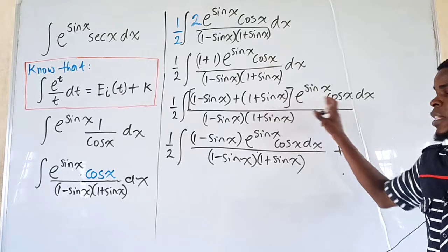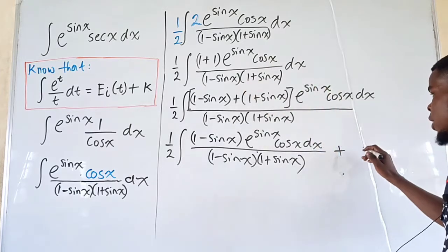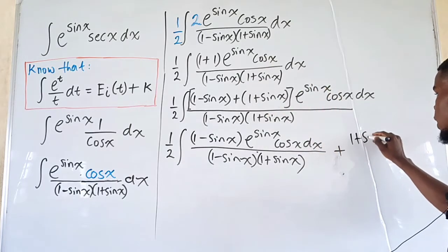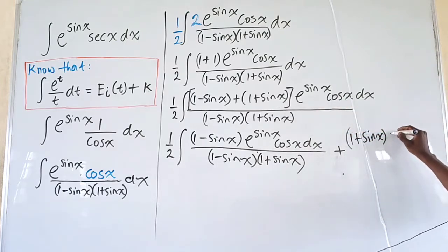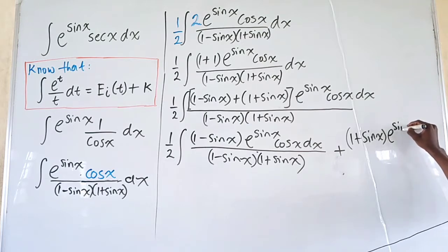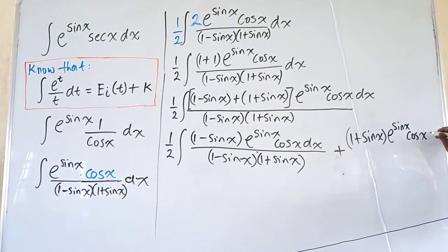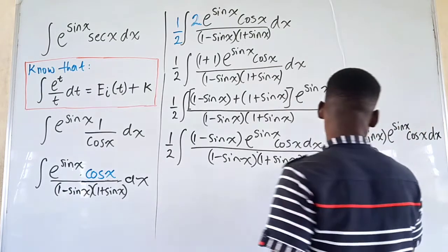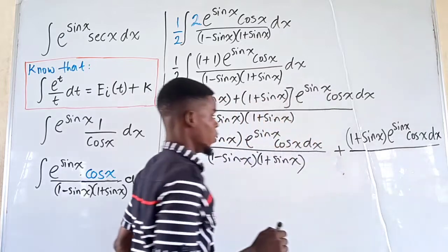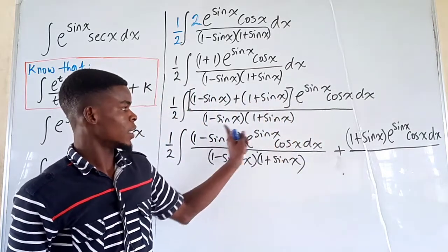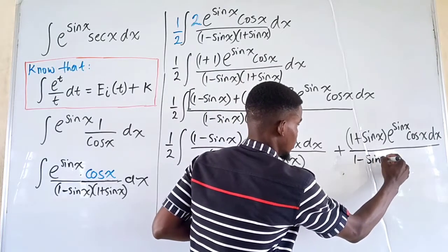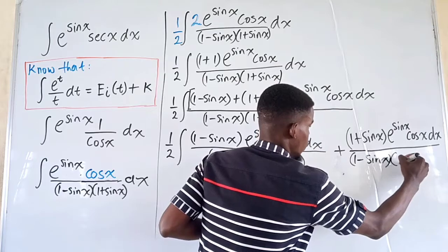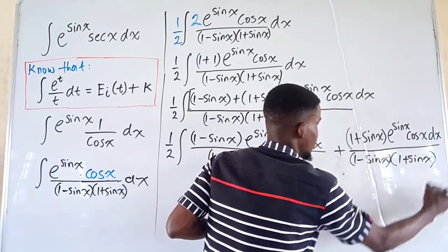the next thing is to multiply this with that, you know, just multiplying with everybody in the bracket. So this will now be 1 plus sine of x, then we put this down, this should be e to the power of sine of x, then cosine of x, and we now put down the dx, then everybody here divided by this, alright? So that will now be 1 minus sine x times 1 plus sine of x. Okay.